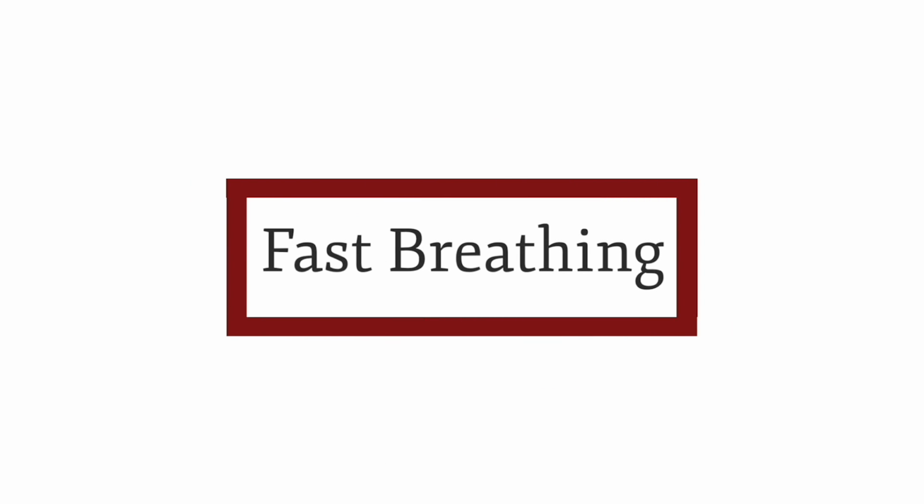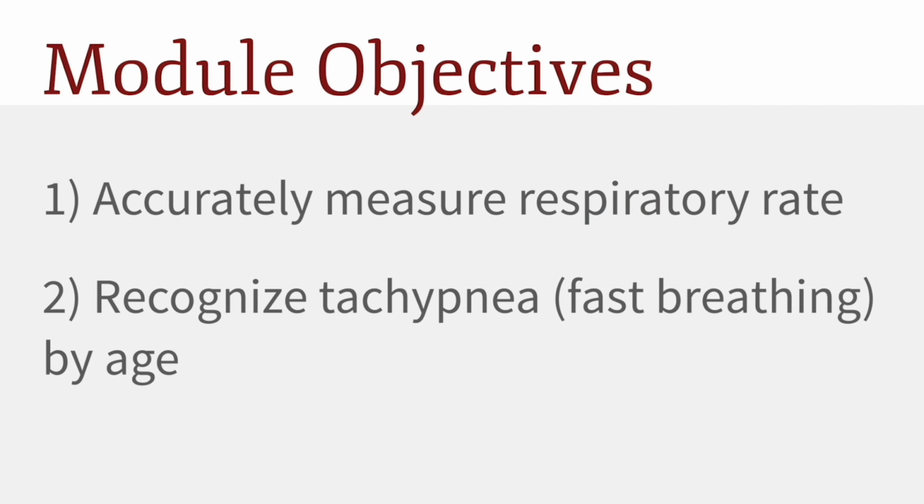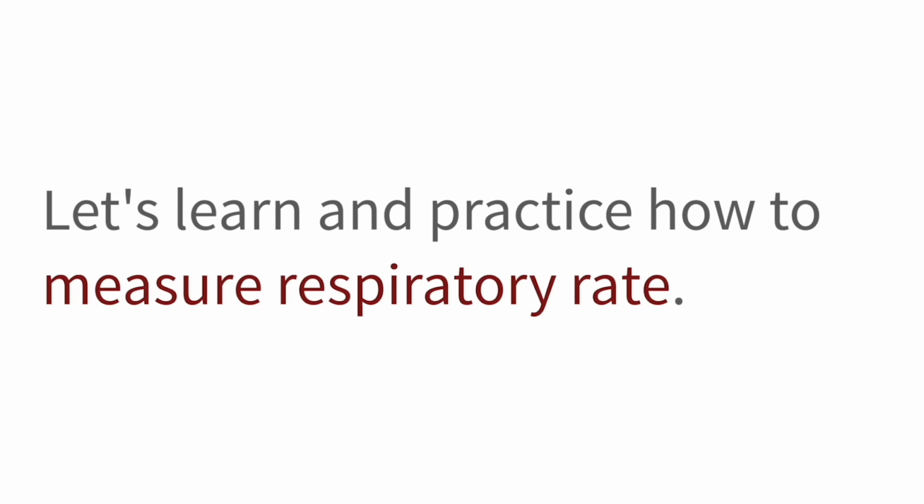Fast breathing. In this module, you will learn to recognize normal and abnormal respiratory rates in children. The first objective is to learn to accurately measure respiratory rate. The second objective is to recognize tachypnea, also known as fast breathing, by age. Note that we will use the terms tachypnea and fast breathing interchangeably throughout this course, as they have the same meaning. Now let's learn and practice how to measure respiratory rate.